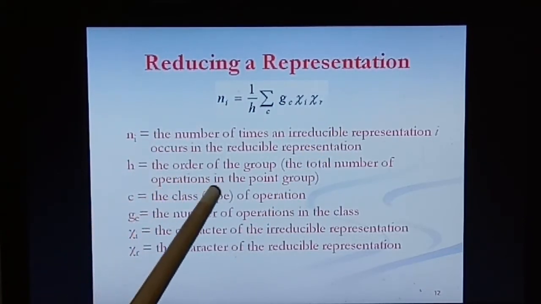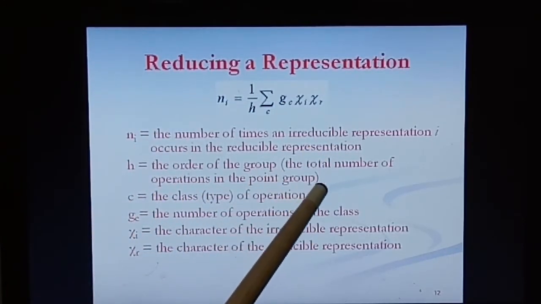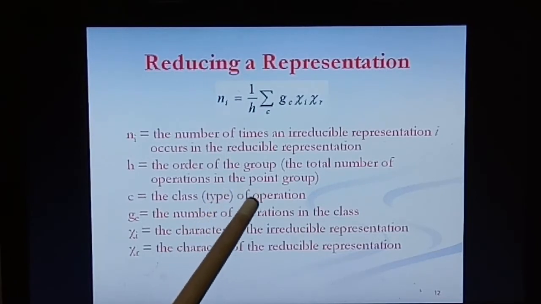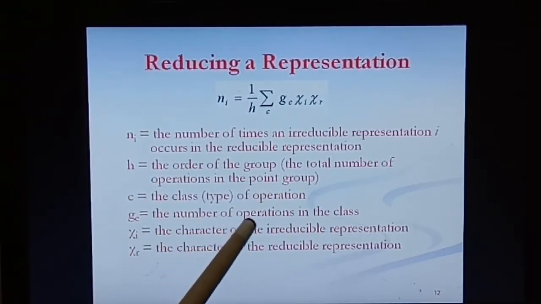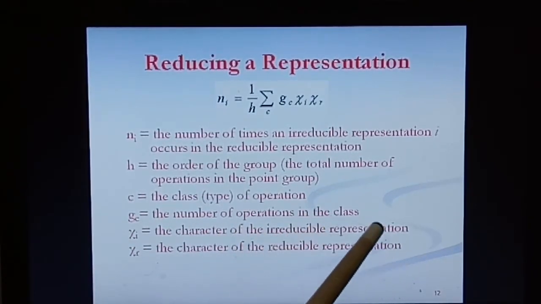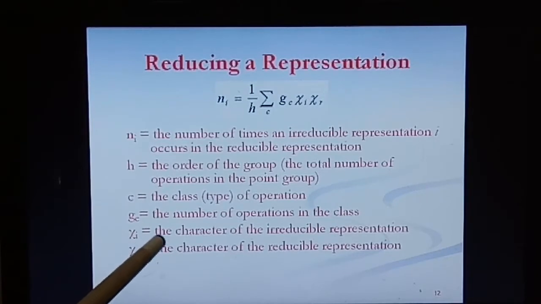h is the order of the group, the total number of operations in the point group. c is the class type of operation. g_c is the number of operations in the class. chi_i is equal to the character of the irreducible representation. chi_R is equal to the character of the reducible representation.